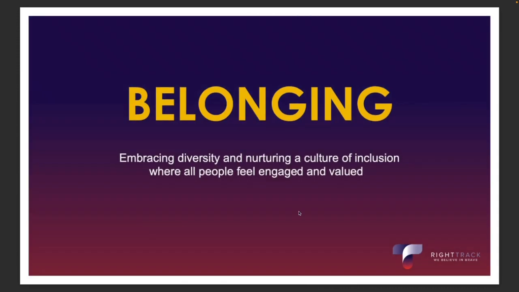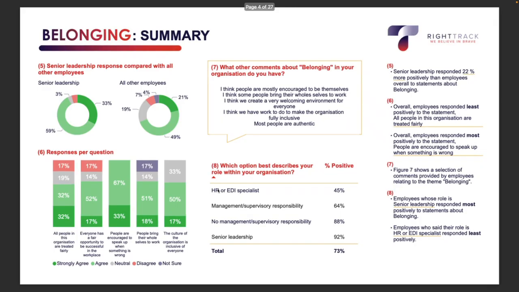Our belonging theme really looks at diversity and how your organisation nurtures a culture of inclusion where people feel engaged and valued. In our belonging summary, again, we've got the difference between senior leadership and all other employees. So this is how positively those people responded to statements about belonging. And these are the 5 statements down here. You've got our questions and responses. You can see that there is a spread of responses there.